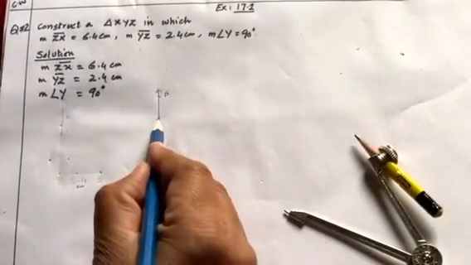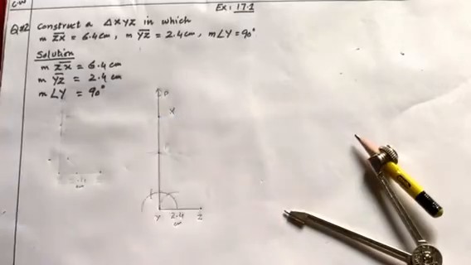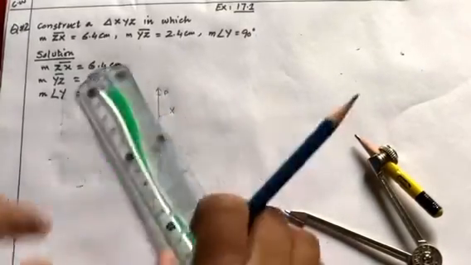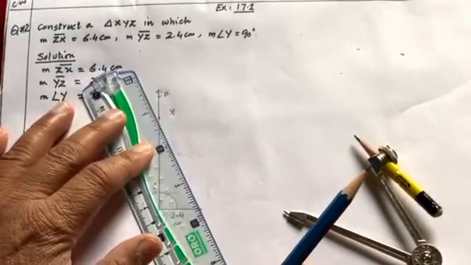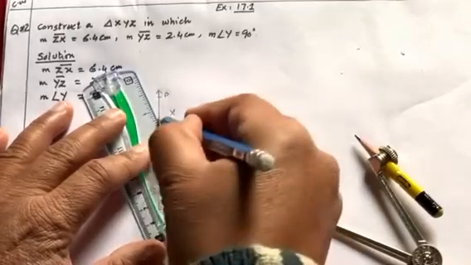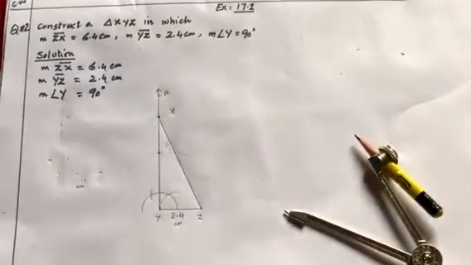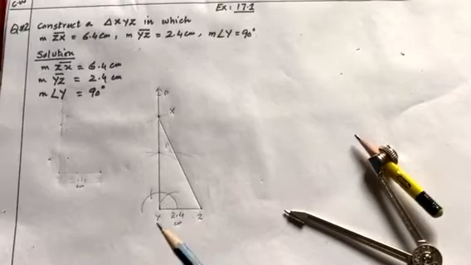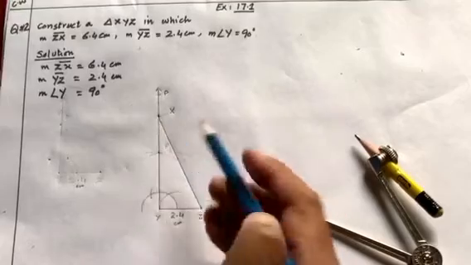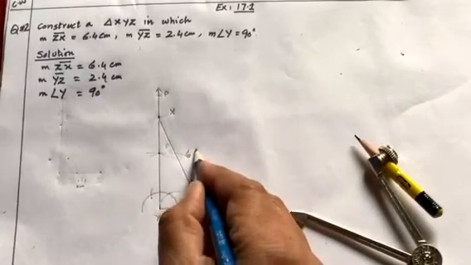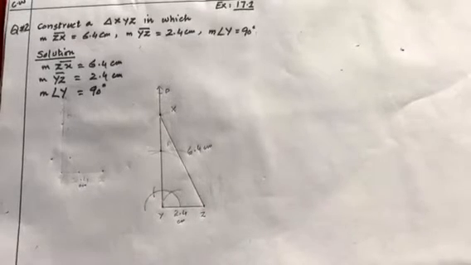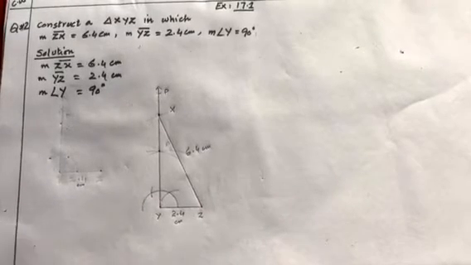Now we will join X and Z to complete our triangle. By joining X to Z, we have constructed our required triangle XYZ. The side ZX is equal to 6.4 centimeter. So in this way you can construct a triangle with the given measurements.